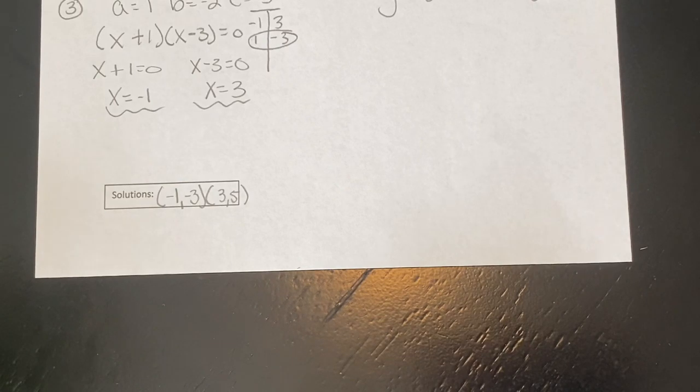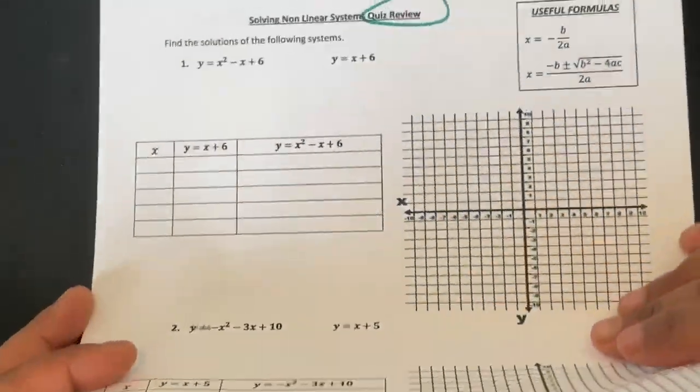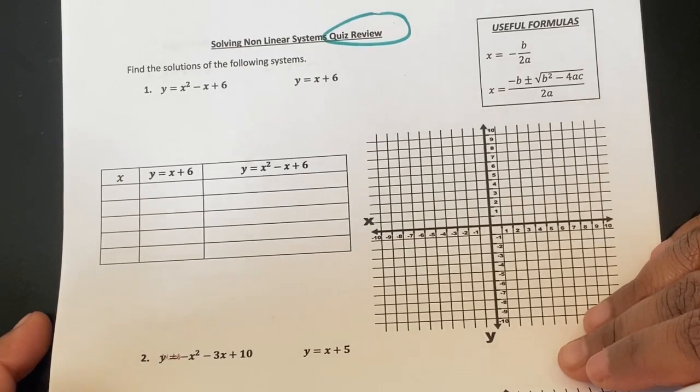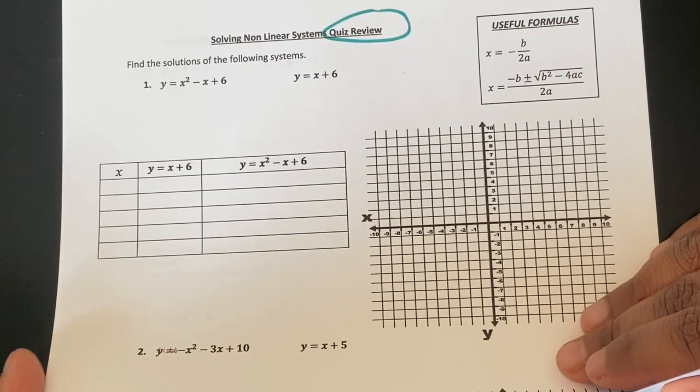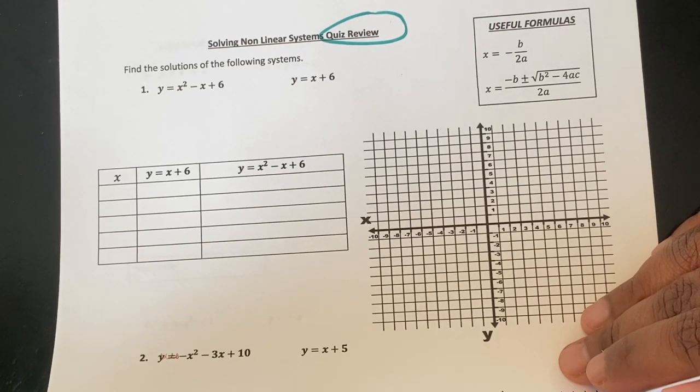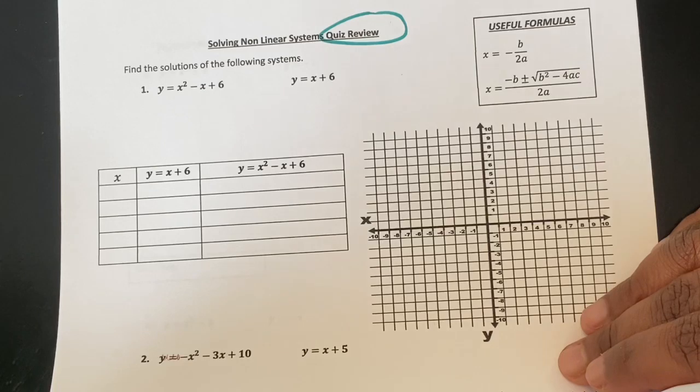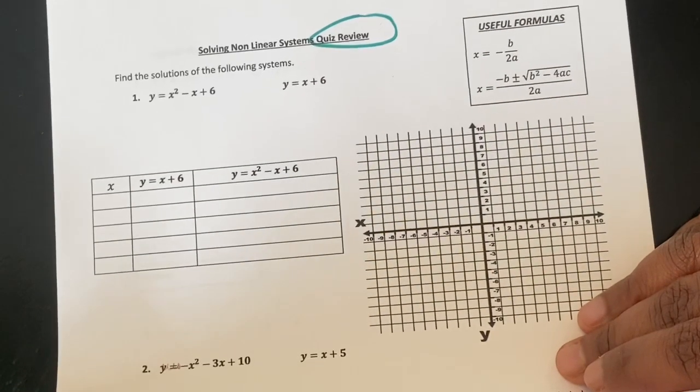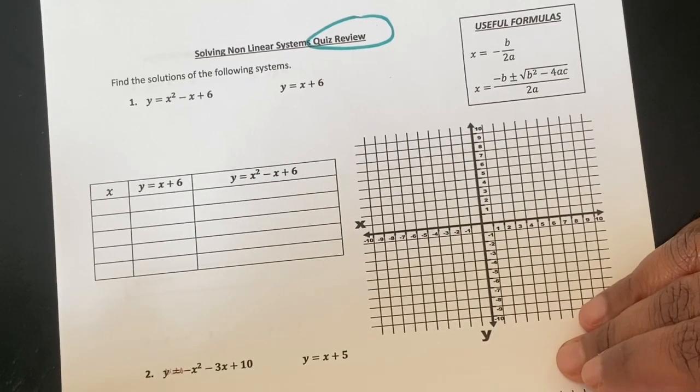Now, your quiz review is going to look very similar to the practice we just did. All you need to do is follow the videos and the practice we've done. We've done practice on each method and also practice on both methods. It's going to be 4 problems. Your quiz will look much like these, of course, with different problems.